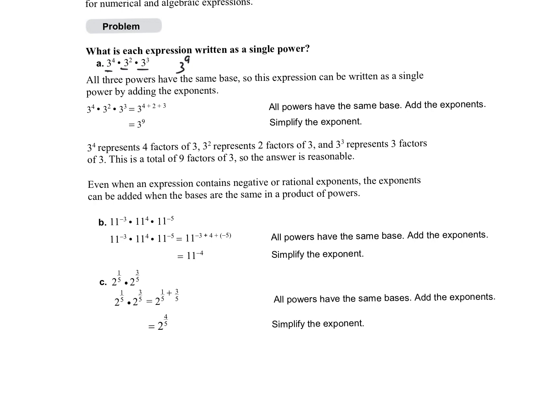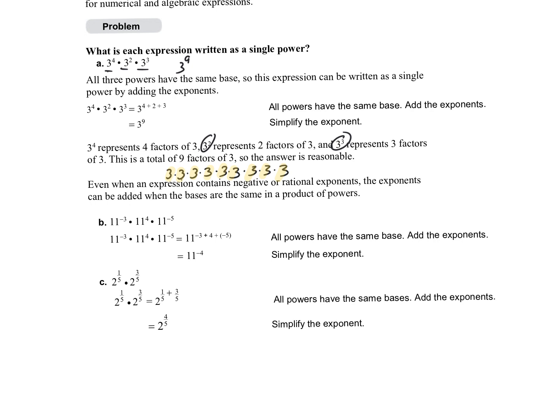Now, 3 to the power of 4 represents 4 factors of 3, or 3 squared represents 2 factors of 3. And 3 cubed represents 3 factors of 3. This is a total of 9 factors of 3, so the answer is reasonable. So if we were to do 3 to the 4th power, it's going to be 3 times 3 times 3 times 3. We have 3 to the power of 2, which is going to be 2 more 3s, and then 3 to the power of 3 is 3 more 3s. So if you actually end up counting them, you get 1, 2, 3, 4, 5, 6, 7, 8, 9. That's where the 9 comes from. That's why adding the exponents of the same base works.